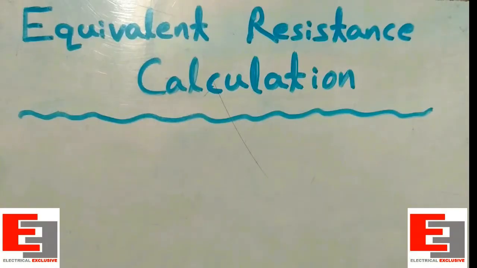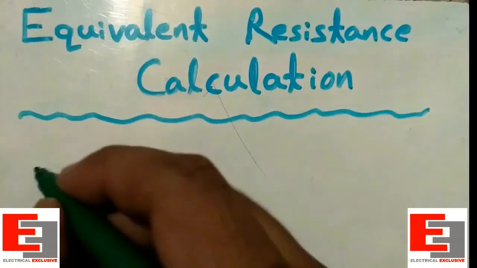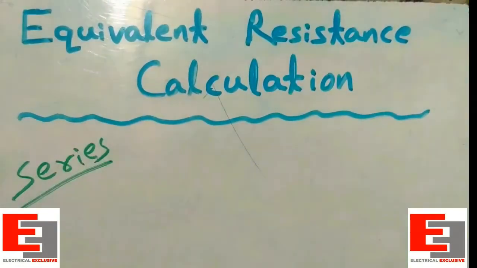Today's topic is equivalent resistance calculation. In any electrical network, the resistors can be connected in series as well as parallel. So first, let's consider the series connection. The circuit in which resistances are connected end to end so that the same current flows through all the resistances is called a series connection.